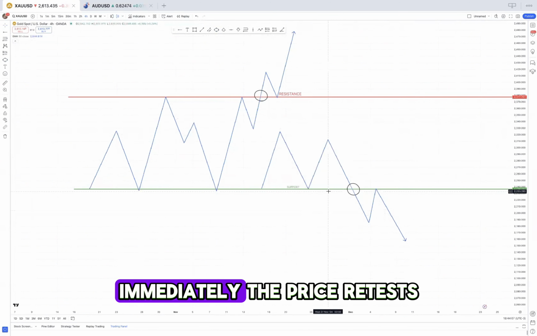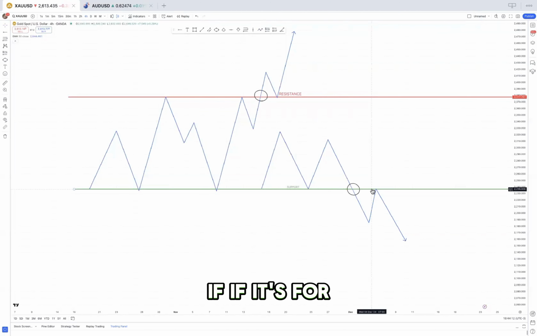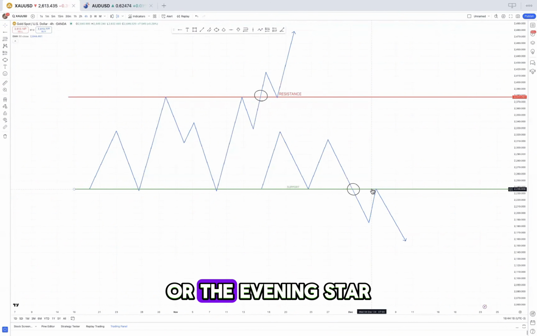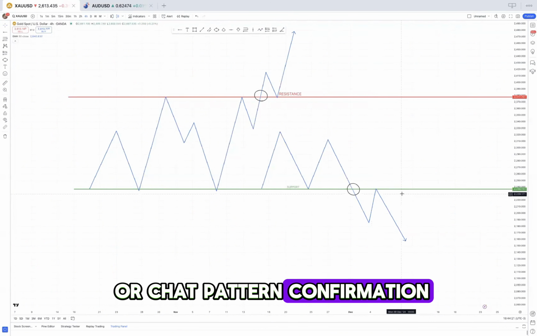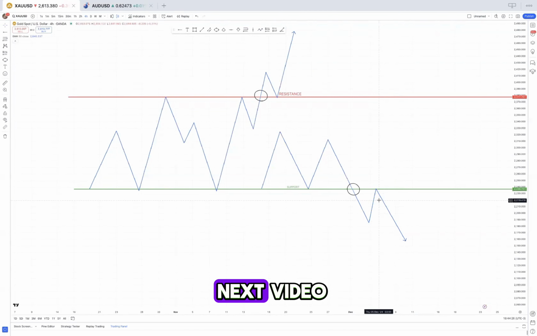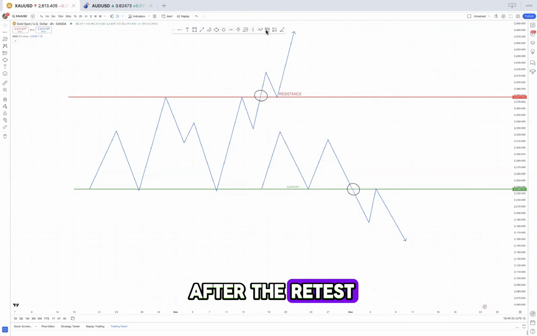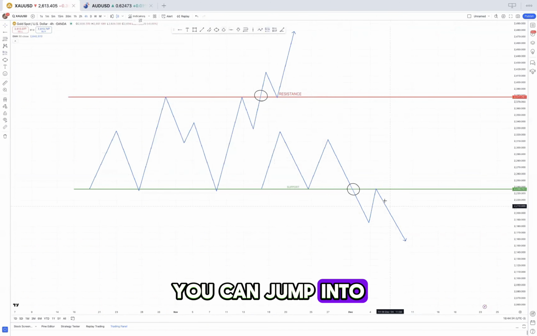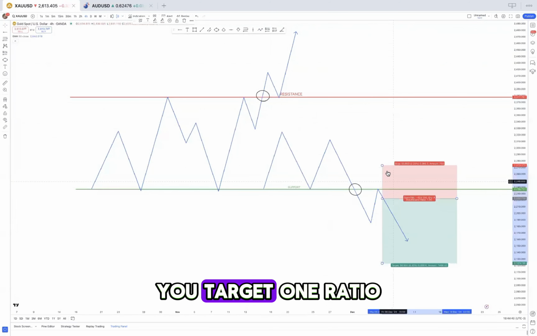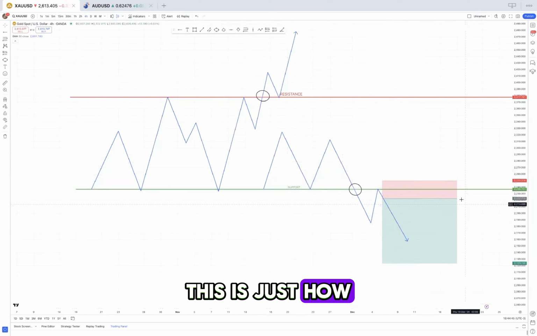Now, how do you trade it? Immediately the price retests back to that area, get your confirmation. If it's for support turn resistance, get your confirmation like the bearish engulfing or the evening star, or chart pattern confirmation like the double top. Like I said, I'm going to talk about that in the next video. Get all those confirmations, then you can jump into the trade after the retest, something like this. You can jump into the trade from this point. Maybe you get a bearish engulfing from that point. You target 1:2, put your stop loss above the high. This is just how to get it.